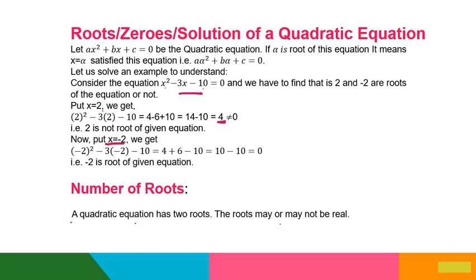Now put x = −2 in the given equation. When we put −2 in the given equation, we get 0, which means it satisfies our equation. So −2 is a root of the equation. A quadratic equation has two roots. As the degree of the quadratic equation is 2, that's why it has two roots. The roots may be real or may not be real.